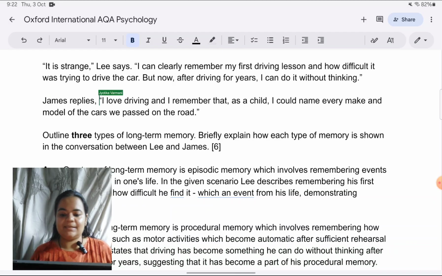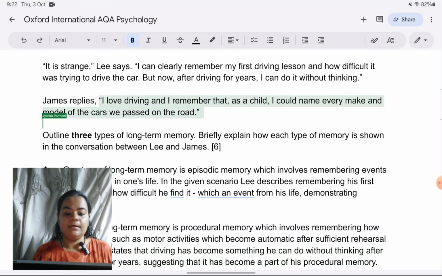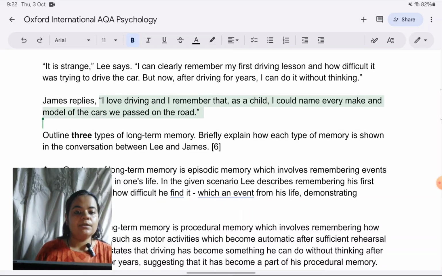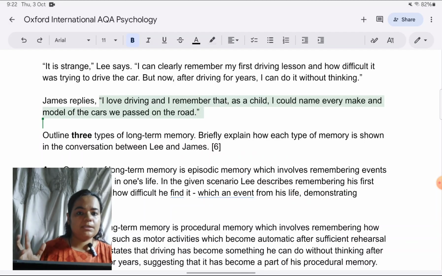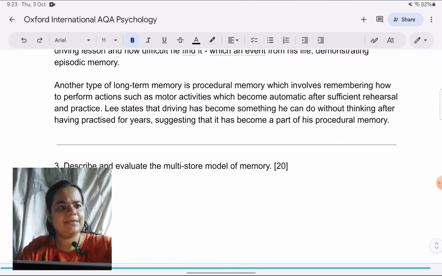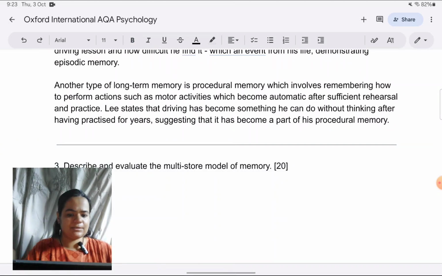Now, James also says something. He says he loved to drive cars and he would remember makes and models of cars that used to pass on the road. These are not event related information because he's not talking about any specific event of any particular car that he used to see driving by. In general, as a form of general knowledge, he knew about the makes and models of different cars that used to go by on the road. We have learned that semantic memory is the memory for general facts and information about the world. So that is the memory which has been described here. In the same format that we've answered the other two, we can answer this one also.